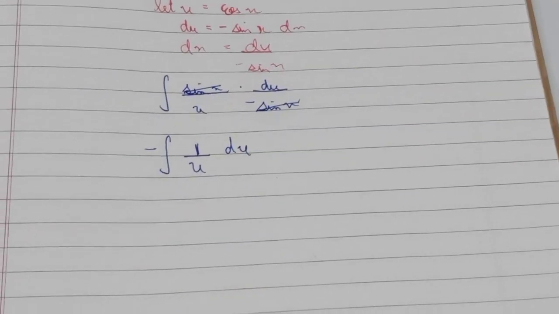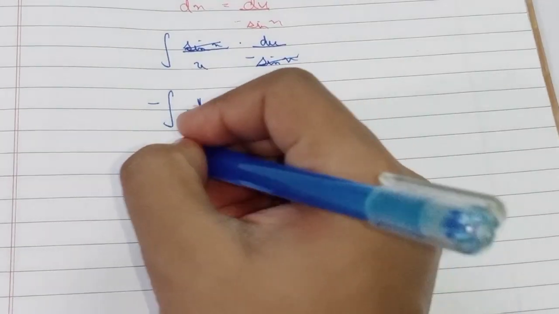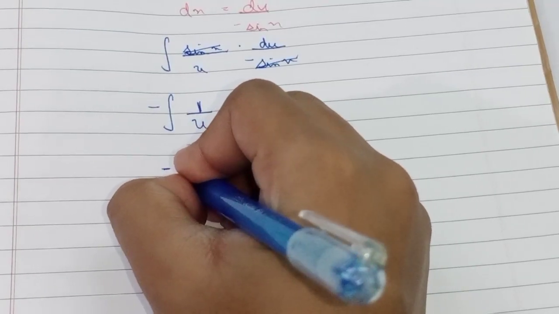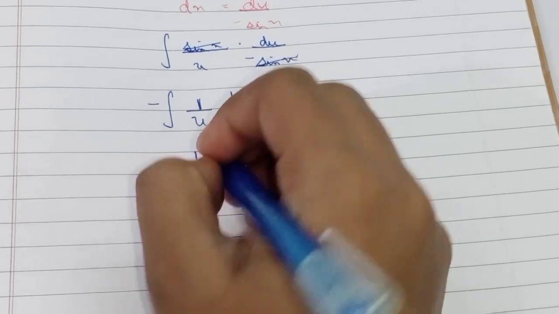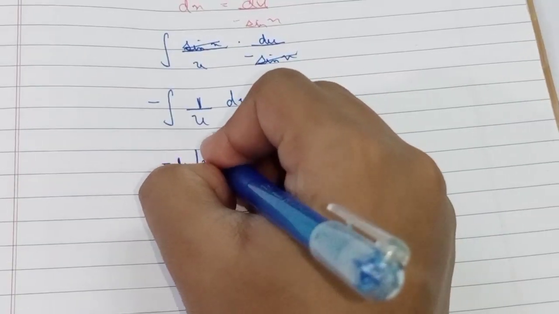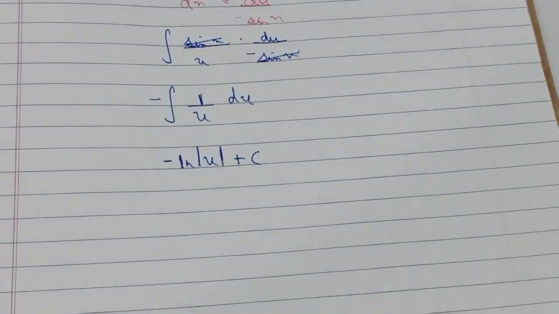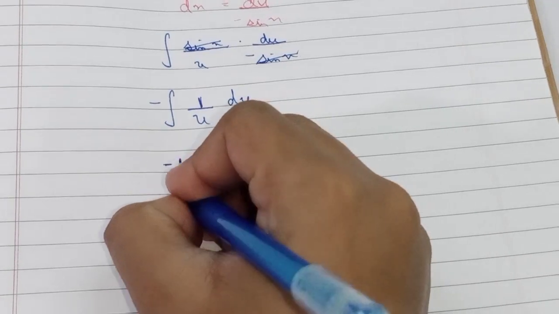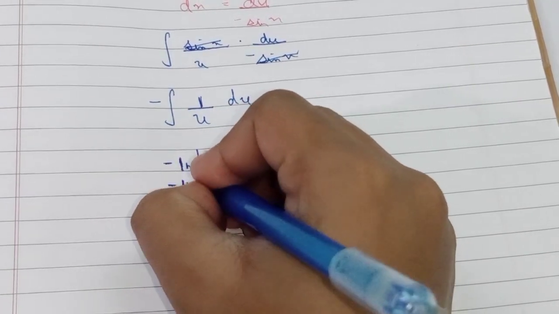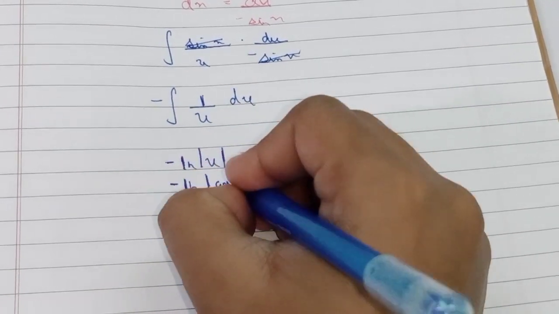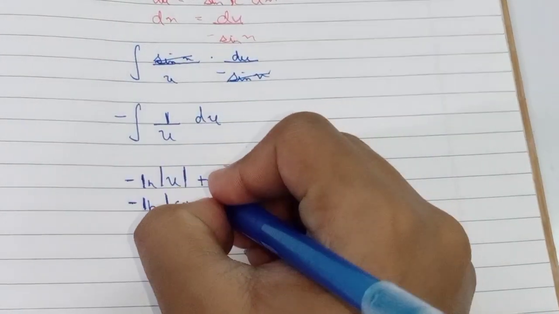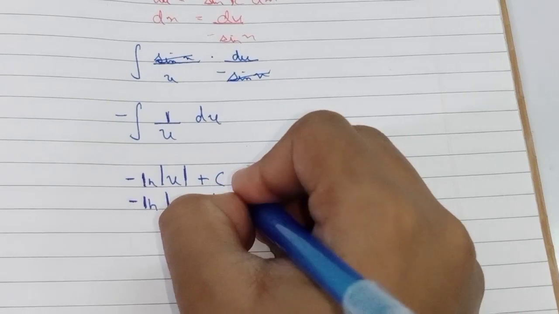Now integrating this, we get negative ln, natural log of the absolute value of u, plus c. Now this is in u terms, so let's convert back to x terms. We'll get negative ln of cosine x, because our u was originally cosine x, plus c here.